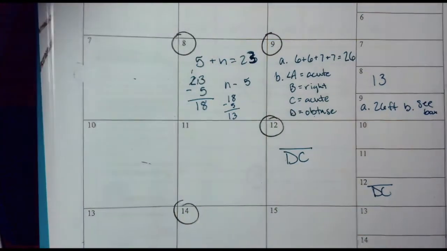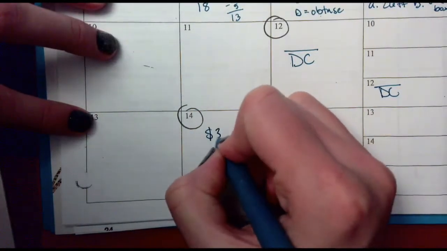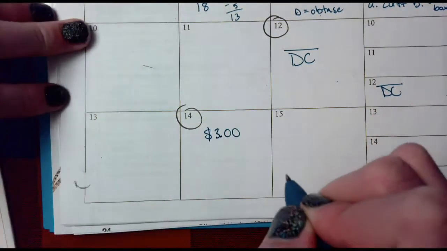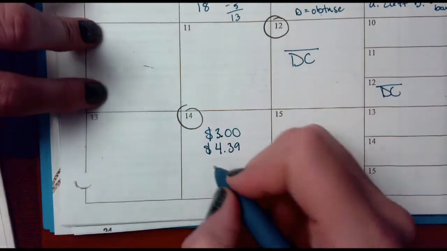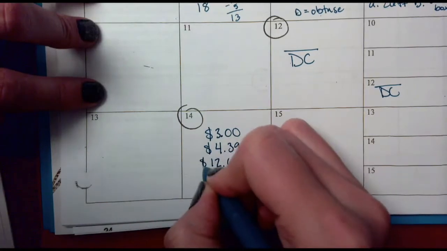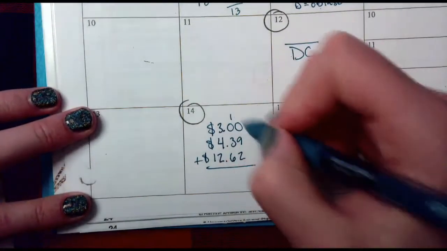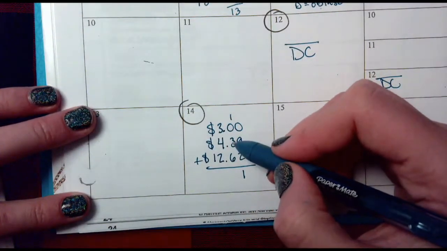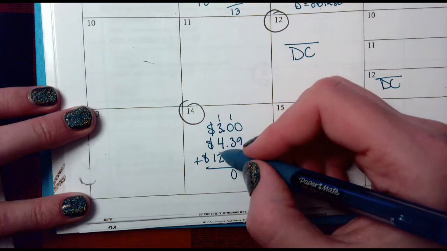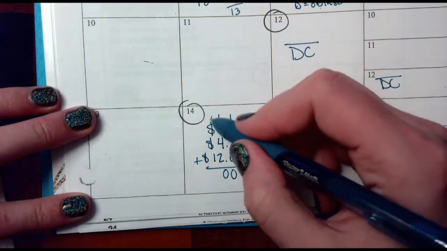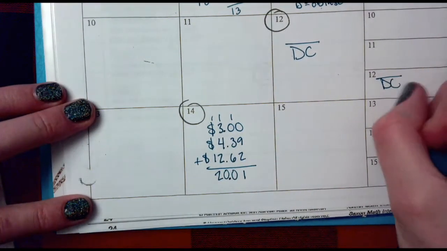Number 14, we've got a big ol' addition problem. It says $3 plus $4.39 plus $12.62. 9 plus 2 is 11. 1 plus 3 is 4, plus 6 is 10. 1 plus 3 is 4, plus 4 is 8, plus 2 is 10. 1 plus 1 is 2. Don't forget to bring your dollar sign down, so we get $20.01.